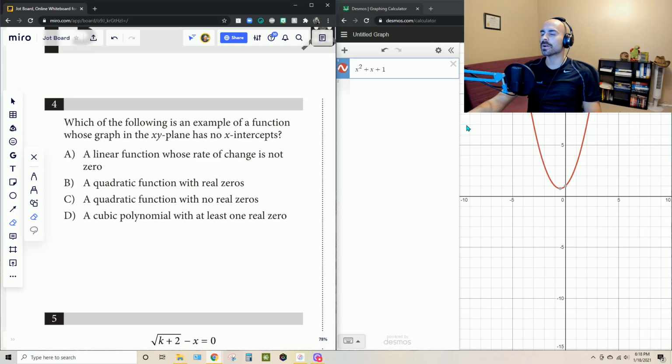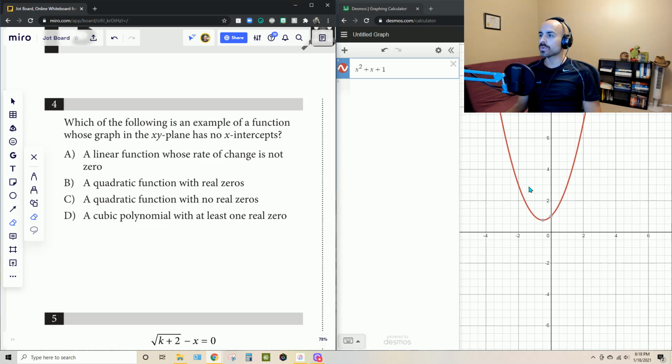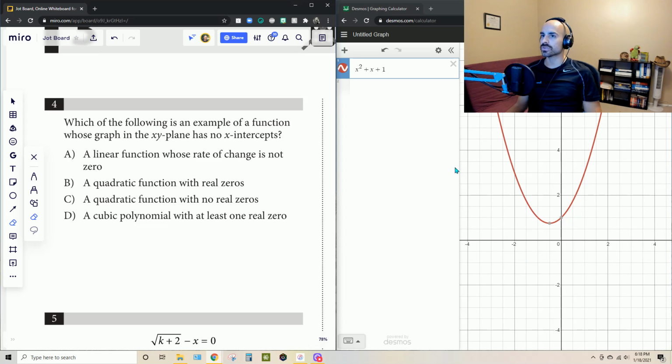I put on here the simplest quadratic function that I can find, which is just 1x squared plus 1x plus 1. And this is a good one because we see that it doesn't cross the x-axis. Why is that important? Well, they want something that crosses no x-intercepts. Now, this is a no calculator section. I'm not saying you need to pull out your calculator and do this, but I want you to understand what I'm mentioning here as I go through the vocabulary.